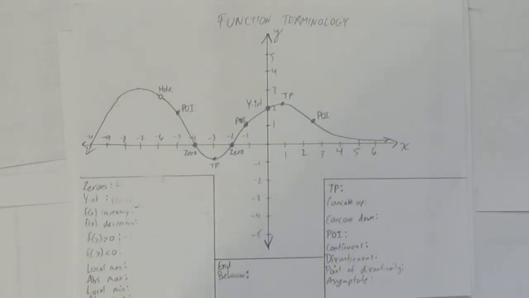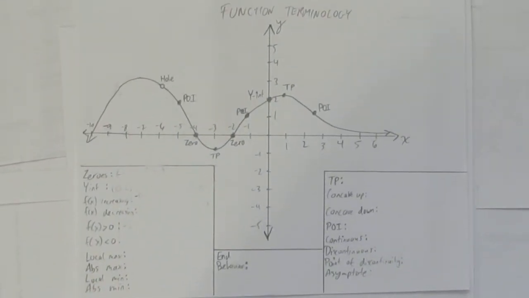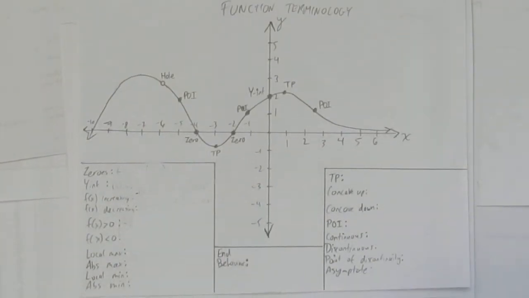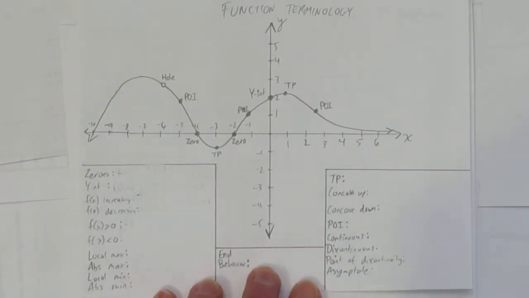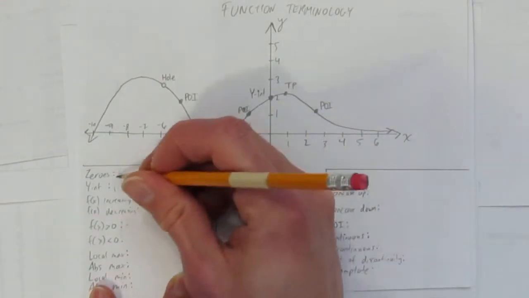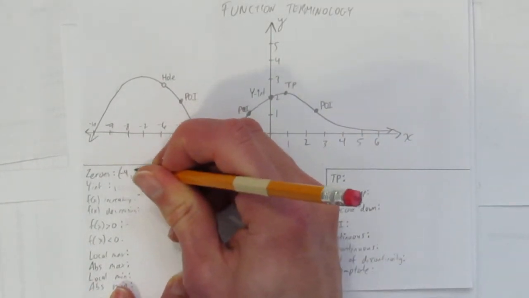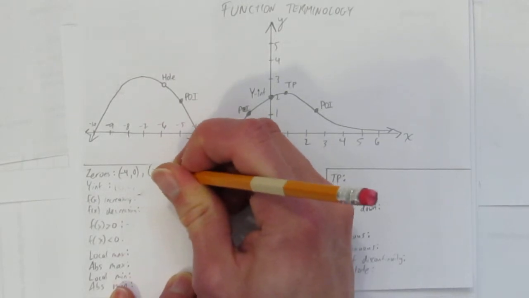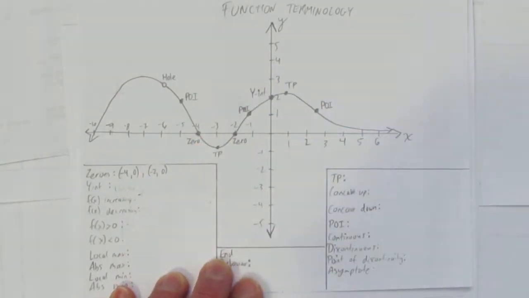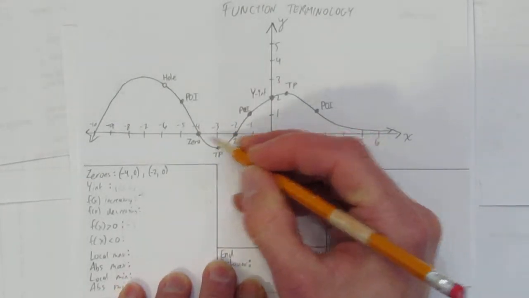In this video, we'll look at some function terminology. I drew the function, then I had to redraw it a little. So here we go with this function. I've labeled some things, but we're going to go through them all, starting with the zeros. The zeros are just where the function hits the x-axis. I've labeled them here. It's at -4, 0, and -2, 0. Those are your two x-intercepts or zeros.